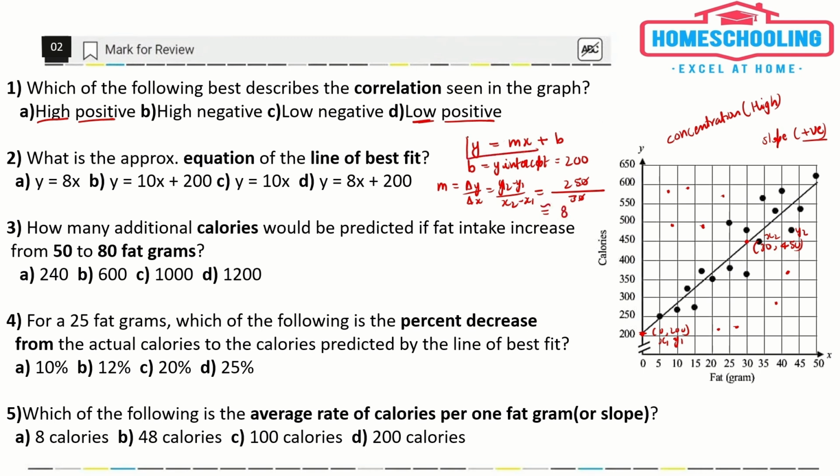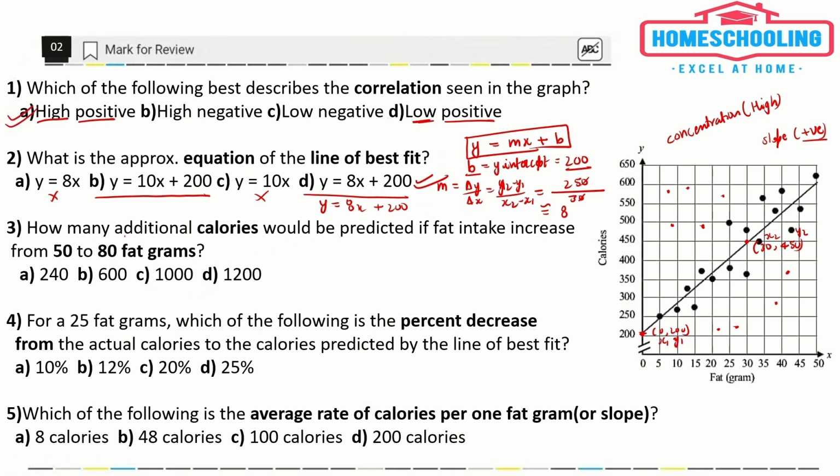So this was our basic equation. From this, we can say that the y-intercept is 200, so we will take either option B or option D. We'll discard these 2 options. Now our slope m is 8. So from this we can say that y is equal to slope m, that is 8, so 8x plus the y-intercept b, that is 200. So option D is your correct answer, and for the previous part, option A was your correct answer.